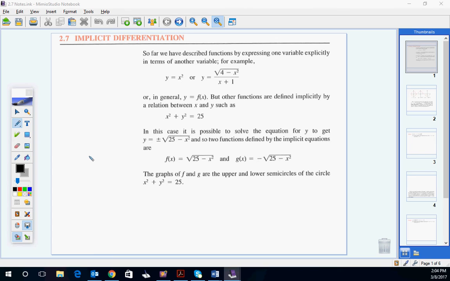Implicit differentiation, again, is a time where we have a function that's not a function of just y or x. It's a function of x and y together. This example here is a circle. You could solve for y, and then you'd have two functions that represent the top and the bottom half of the circle. Then you could differentiate those separately, and that would essentially give you two separate spots.